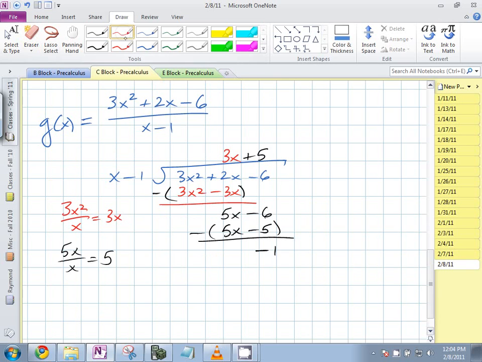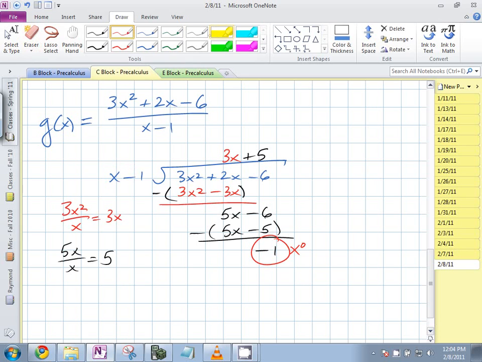Do we go any further? No, we stop. Can someone tell me why we stop really clearly? Why do we stop at this point? There's no x anymore, yes, that's true, but there's a different way to say it. What's the power of x right there? What's the power of x right here? You stop. It has to be equal to or greater than to keep going. It is less than the degree of the divisor, so you stop.